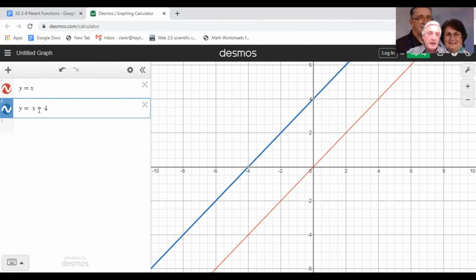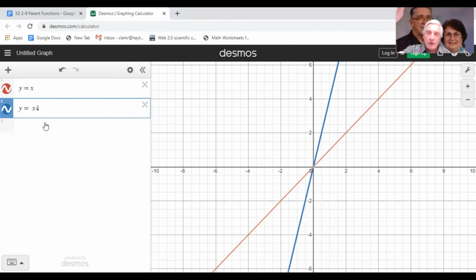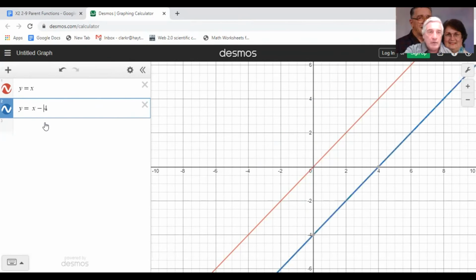What do you think would happen if I made this a minus sign? We now moved our line 4 spaces toward the right. Y equals x and y equals x minus 4 are very much related. This one goes through 0, 0. This one goes through negative 4.